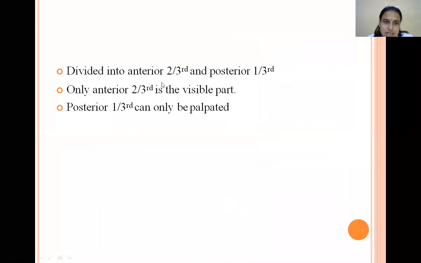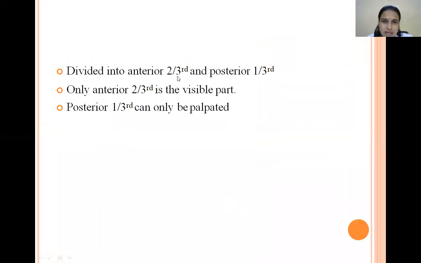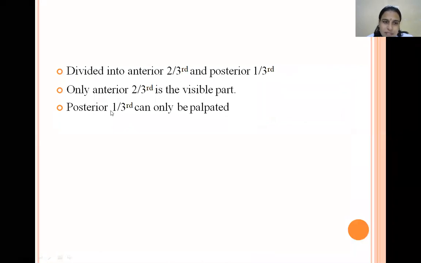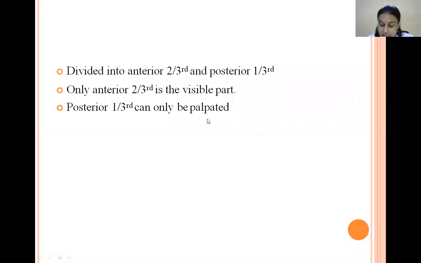Now, this anterior 2/3 part is one that is visible and can also be palpated. But the posterior 1/3 cannot be visualized, it can only be palpated.